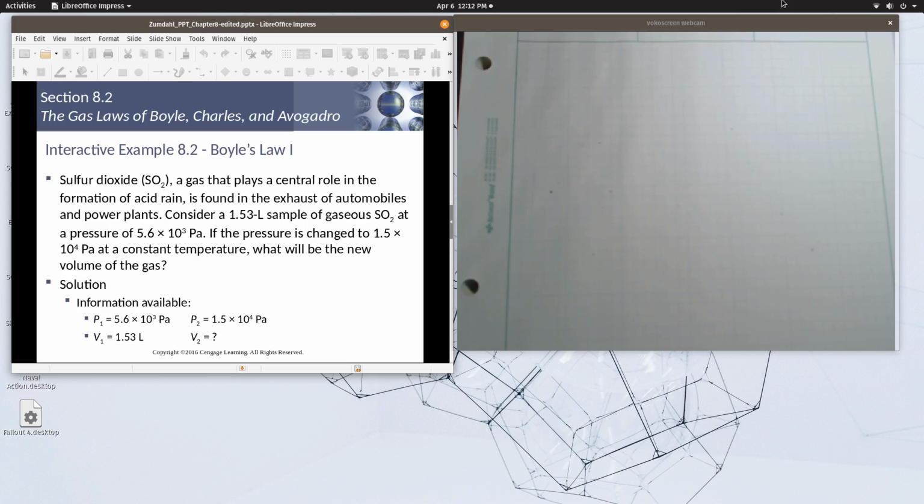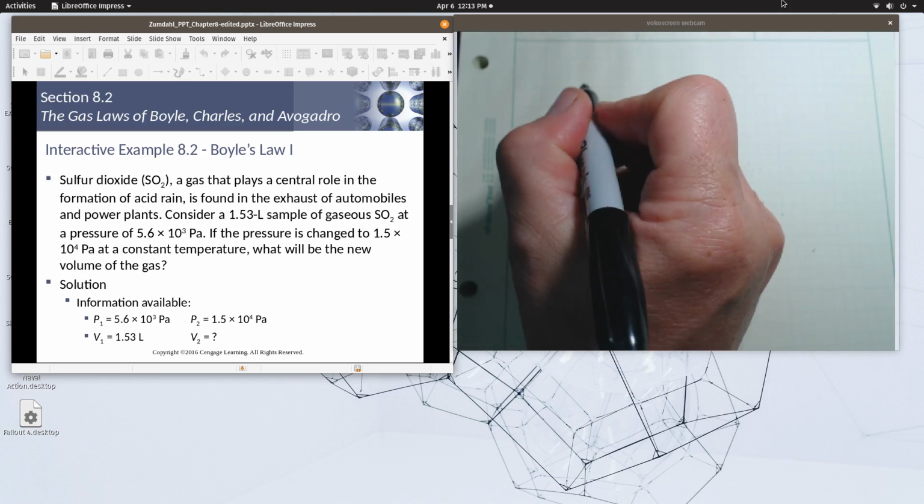So here's the Boyle's law example. If I simply have a gas that's 5.6 times 10 to the 3 pascals, and the pressure is changed to something, what is the new volume of the gas? Again, we can simply use P1 V1 equals P2 V2 and set this up in the following way.